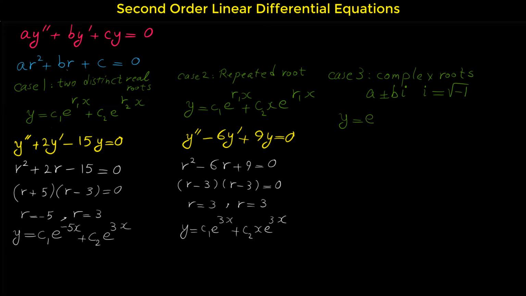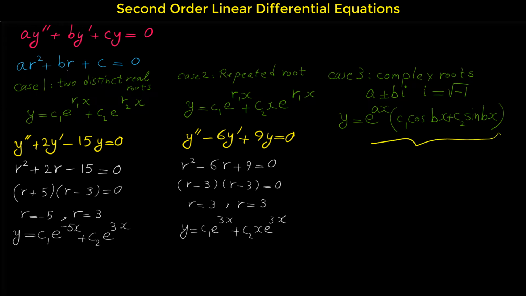The solution would be e to the ax. a is the number here, the real part of the complex roots. So e to the ax, times c sub 1, a constant, cosine of bx. b is the imaginary part of the complex roots. Again, I should mention, don't worry if you do not understand everything here at this moment. With one example, everything gets clear for you, I promise you.